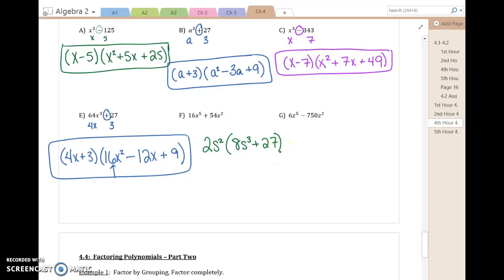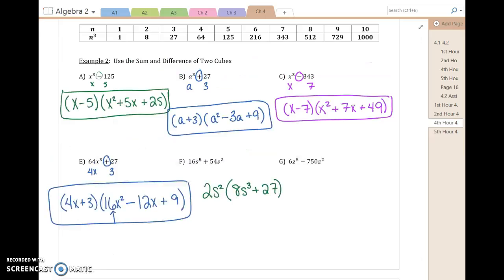Now I would like you to try to finish example F on your own. 8s cubed. 8 is the perfect cube of 2. s cubed is the perfect cube of s. 27 is the perfect cube of 3. It is helpful to write those down so you can have those to look at. Our answer, don't forget the 2s squared out front.